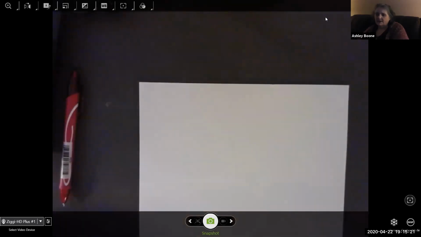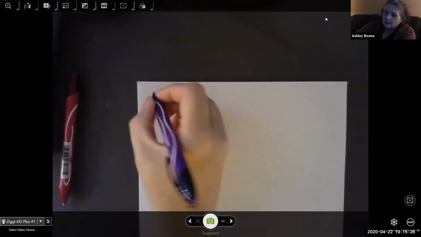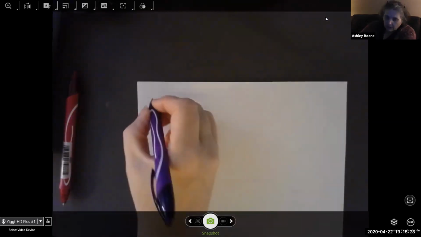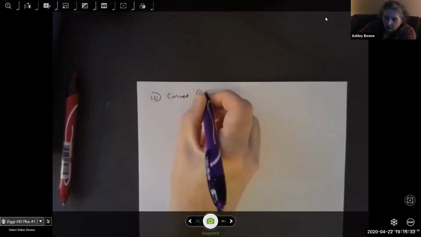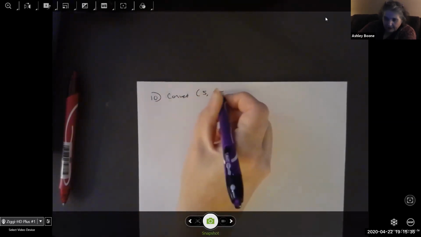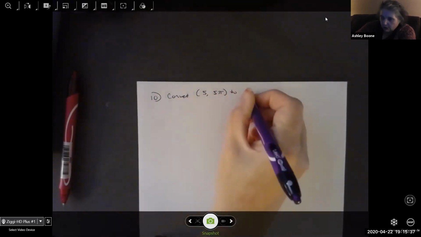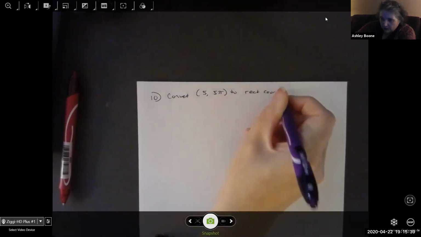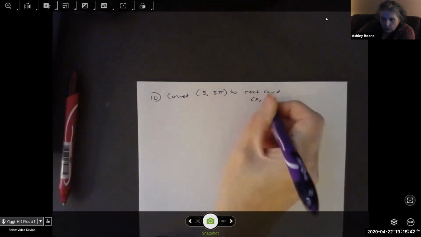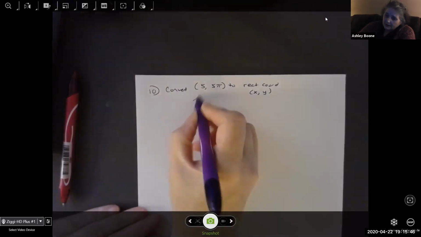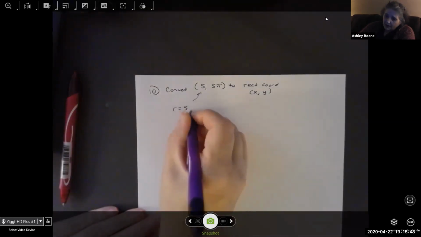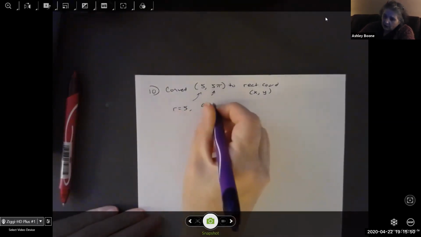Let's go ahead and look at the next set of try problems. Numbers 10 and 11. Now, number 10 was to convert the polar coordinate 5, 5 pi to the rectangular coordinate. So that's your XY ordered pair. So what do we know? We're given that r is 5 and our angle theta is 5 pi.